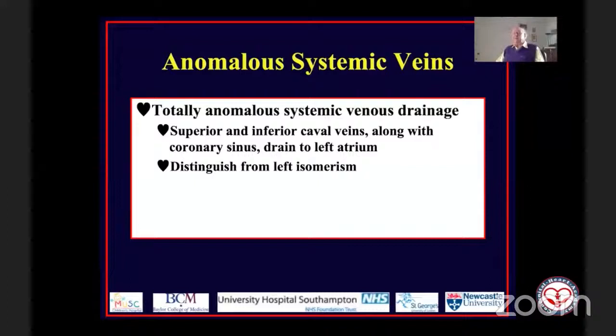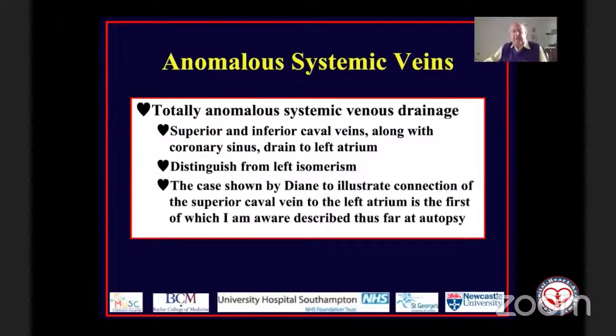We have to distinguish that from left isomerism. When we have left isomerism, of course, all the systemic veins are draining anomalously because both of the atrial chambers have a morphologically left appendage. And most of the examples described of totally anomalous systemic venous drainage, in fact, have left isomerism. But it can be found very rarely in the setting of usual atrial arrangement.